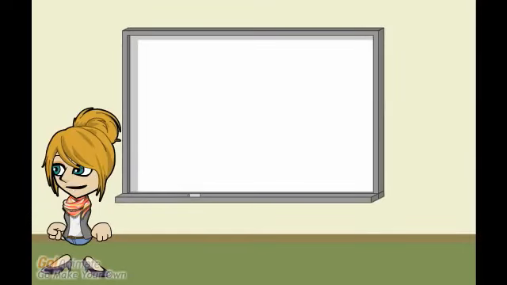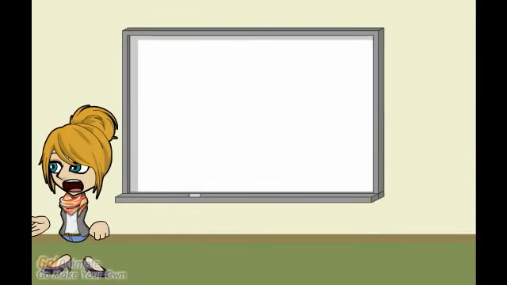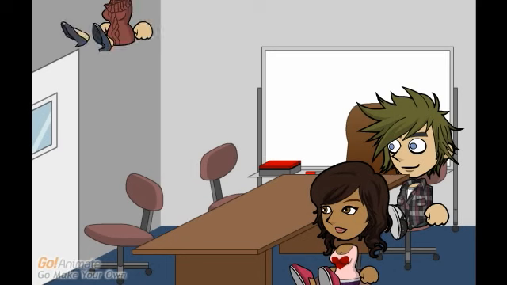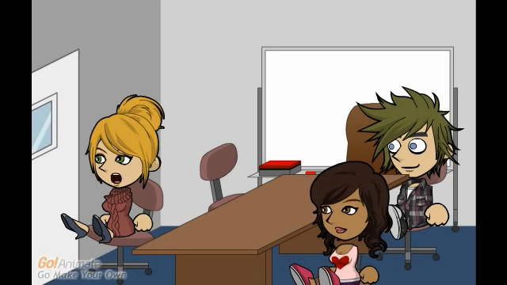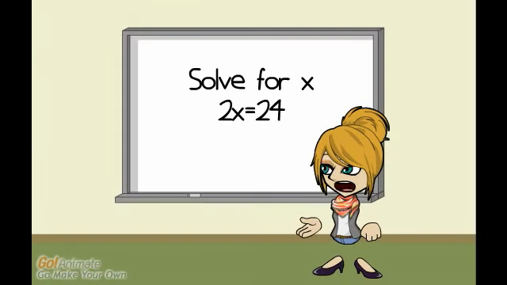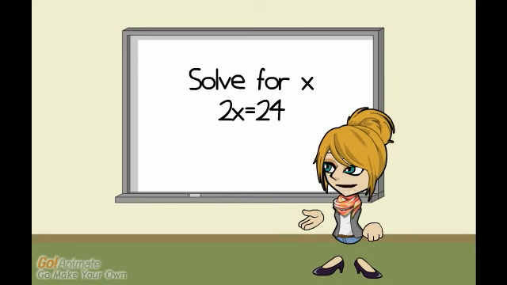Alright, class. So today, we are going to be learning how to solve equations. Jenai, what is an equation? It has two expressions combined with an equal sign, solving for a variable. Nice. Now on your papers, write down 2x equals 24, and solve for the variable x.